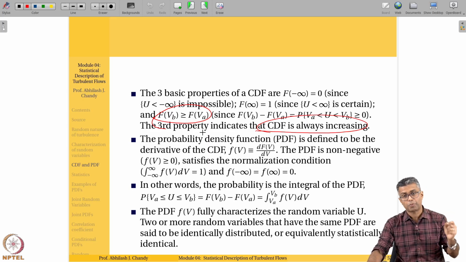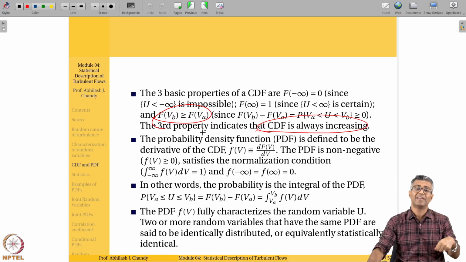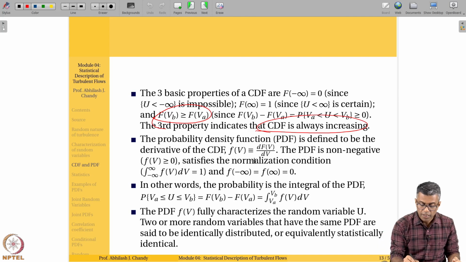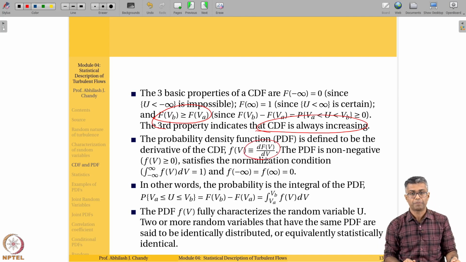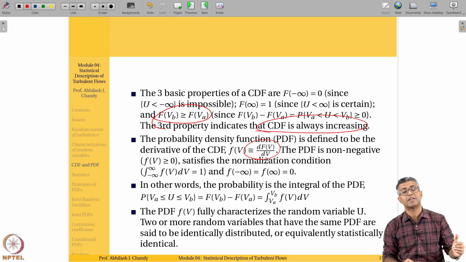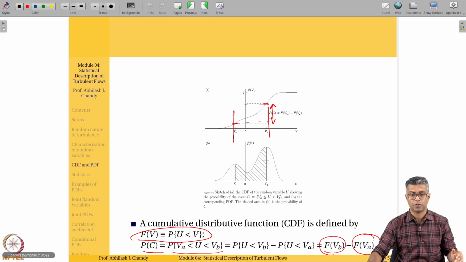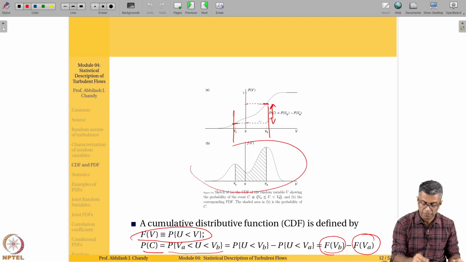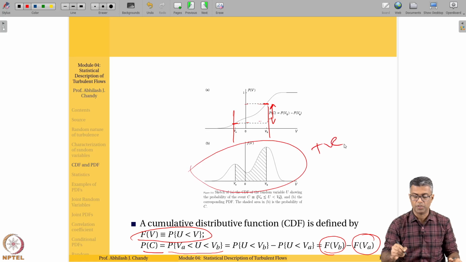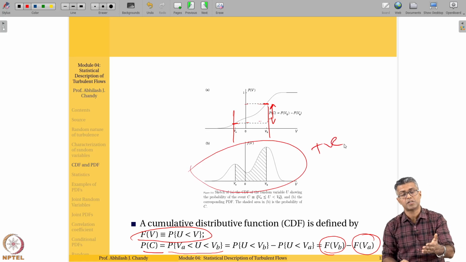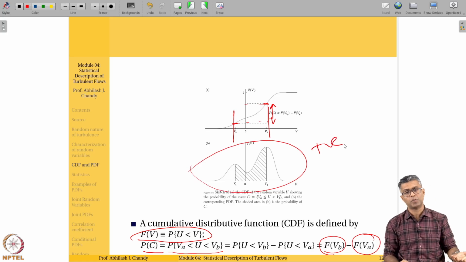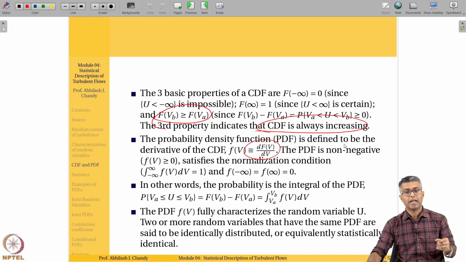Now the PDF, the probability density function, is defined as the derivative of the CDF, so d/dV of F(V). And because the CDF is an increasing function, the PDF is always going to be non-negative, isn't it? It is always going to be positive, as is indicated by this one. It's positive, always. That is because the CDF is an increasing function. So you take a derivative of that, it's always going to be positive. It's never going to be negative. That's what we mean by that. Now, the PDF is non-negative, so that's one property.